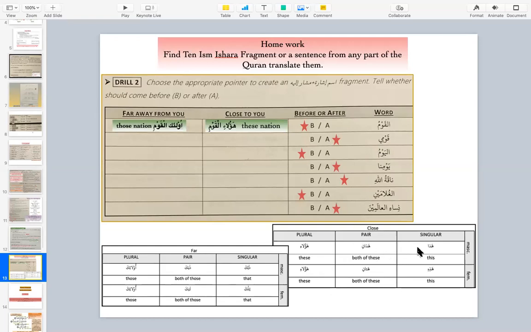If it is singular, use singular. If it is dual, use dual. If it is feminine, use feminine. If it is plural, use plural. So use the appropriate one to go with it.